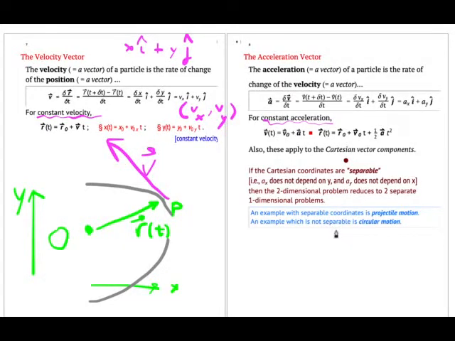Now there's a separate section in chapter 3 on projectile motion and on circular motion. And you will need the results from those two chapters for the homework.